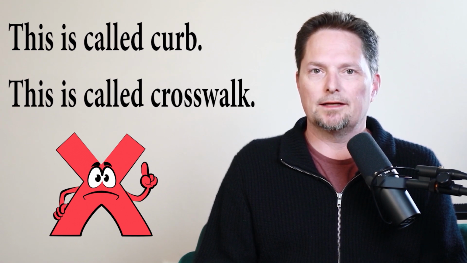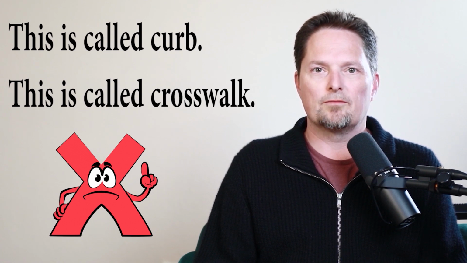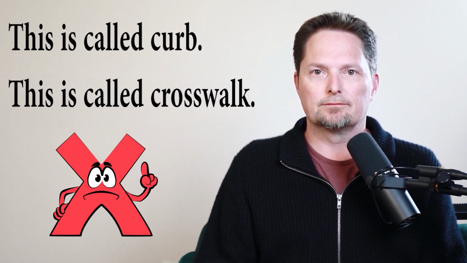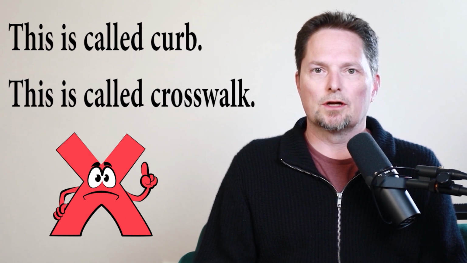You can use the article a or the in either case. When I use a, it's more in general. This is called a curb. This is called a crosswalk, one of many. It's more general. But when we use these words, we usually use the, referring to a specific one. Example, watch out for the curb. Be careful. Watch out for the curb.